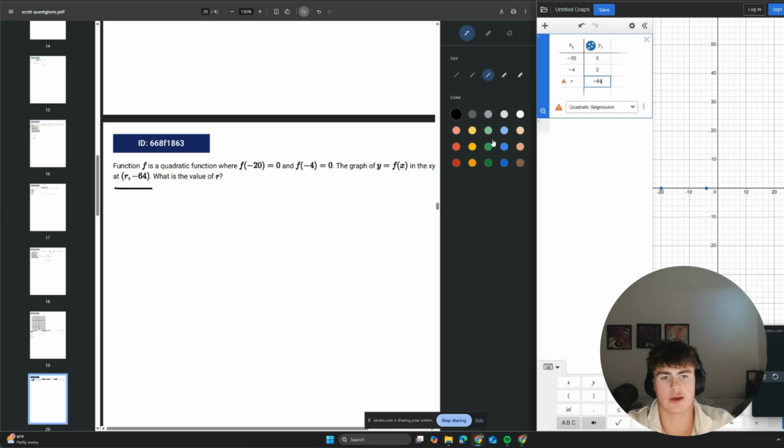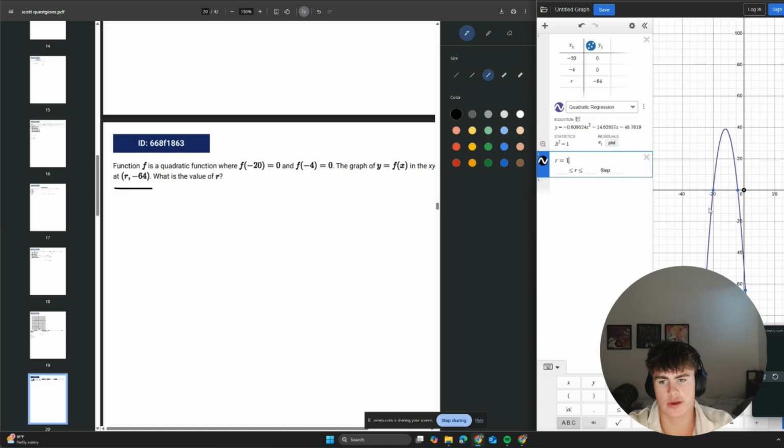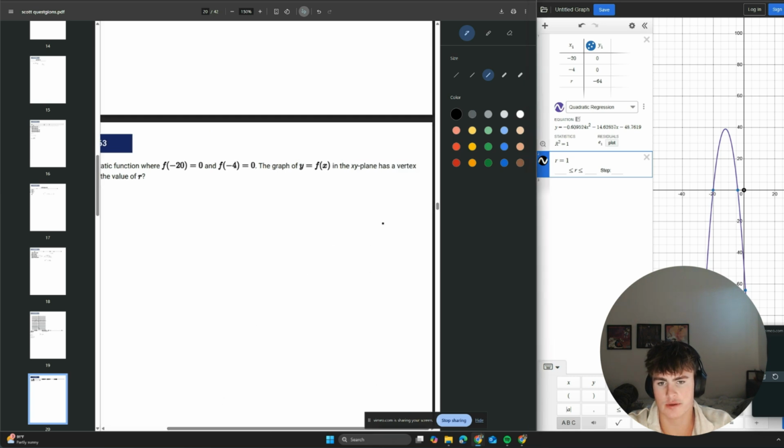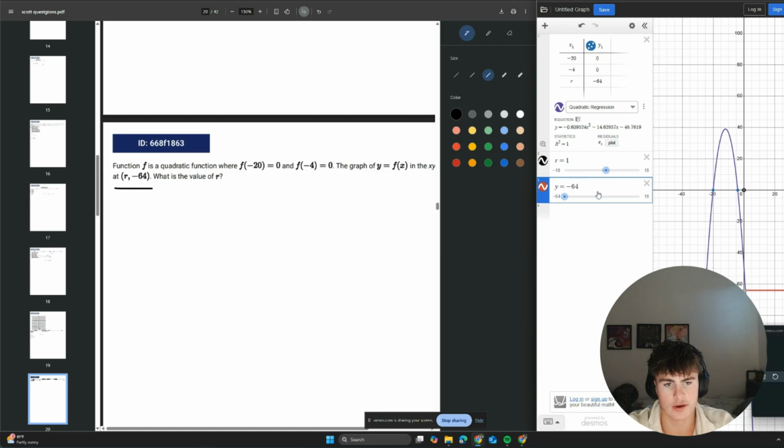That is the vertex. Now I'm going to add a slider for r. And I think what I'm looking for is for the vertex of the graph, because it tells you this is the vertex, to be at something comma negative 64. So I guess what I could do is y equals negative 64 and see when the vertex is on this point right there. So you literally just drag it here and you see when the vertex of the graph is going to be right there.